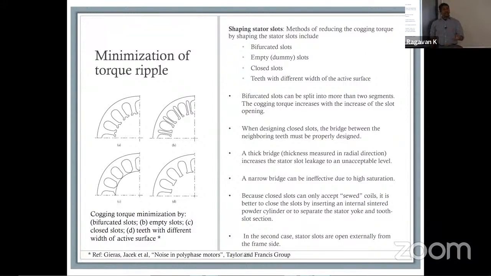The challenge is, how do you find out what the optimal slot is? Because the process of going from electromagnetic forces all the way down to acoustics is a very long process, because FEA is fundamentally very challenging. It just takes a lot of time. You can have bifurcated slots. When you have a closed slot, in that case, your bridge must be properly defined. So you see, every time we try to address one challenge, we are defining another one.